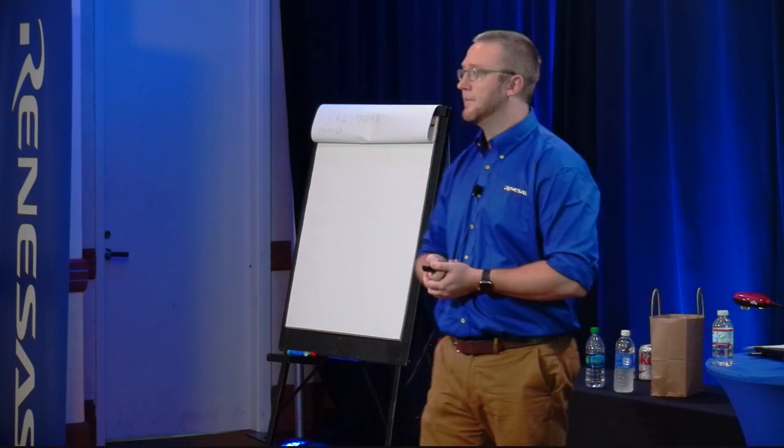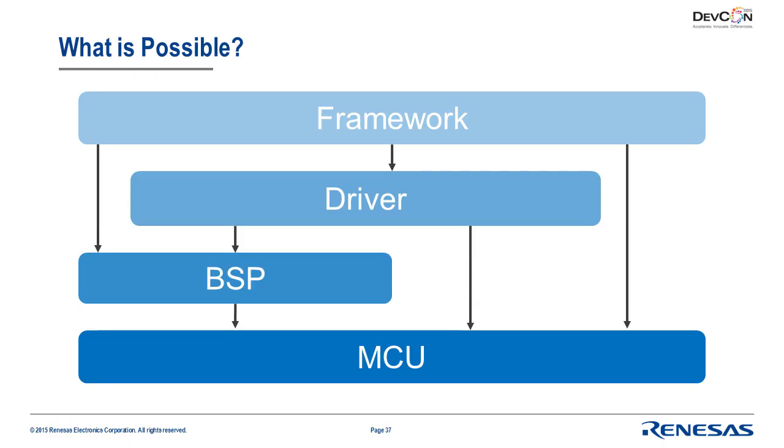So what is possible? I showed you earlier, it looks like it always goes straight down, right? Framework, driver, BSP, MCU. Well, what's really possible with the SSP? Are you limited to that? So we have the MCU at the bottom. We have the BSP as shown. We have the driver, which can go through the BSP or can go directly to the MCU. Same thing for framework. So the framework might go directly to the MCU.